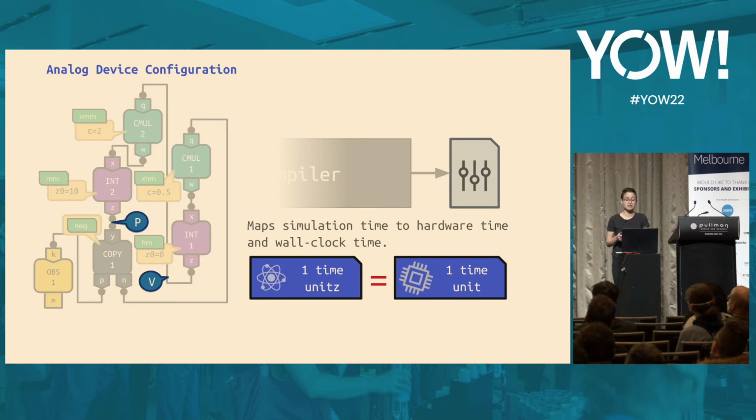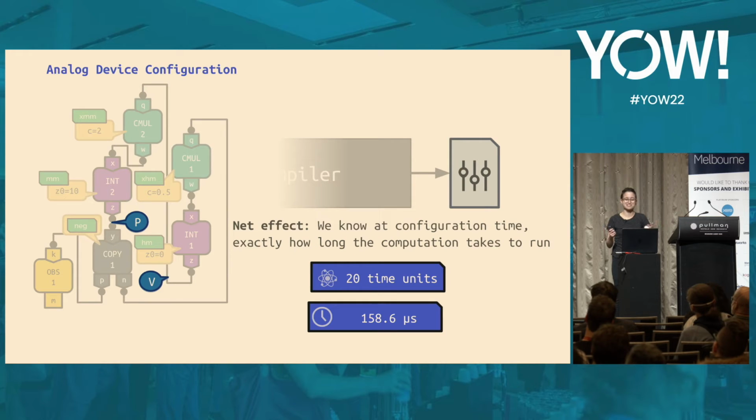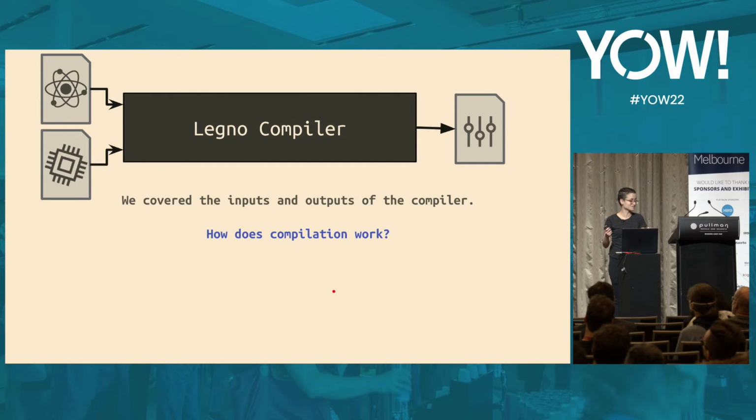The other thing the configuration does is tell you the correspondence between dynamical system simulation time, hardware time, and wall clock time. So in this circuit, 1 unit of simulation time corresponds to 1 unit of hardware time. And because of the way the hardware is designed, 1 unit of hardware time corresponds to 7.93 microseconds of wall clock time. The net effect is that we know at configuration time how long the computation will take to run. For example, if you want to run this circuit for 20 units of simulation time, it'll take 158 microseconds. Okay, so those are the inputs and outputs of the compiler.